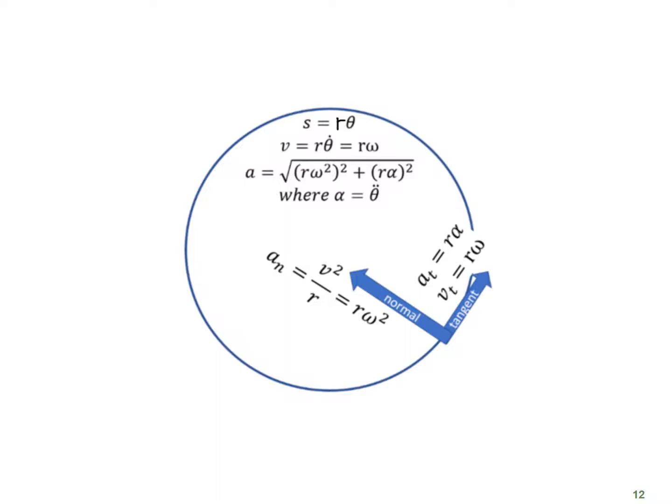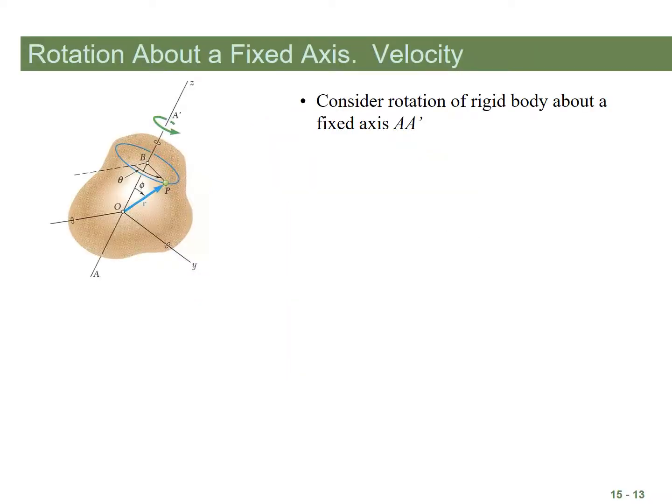So really make sure that you have this in your mind, because we're going to be using it a lot. And now instead of just a single particle, like a tennis ball on a string or something, we're going to be looking at objects that are rotating around a fixed axis, and different points on that object will have different velocities depending on their radius with respect to what they're rotating around. Okay, so here we go.